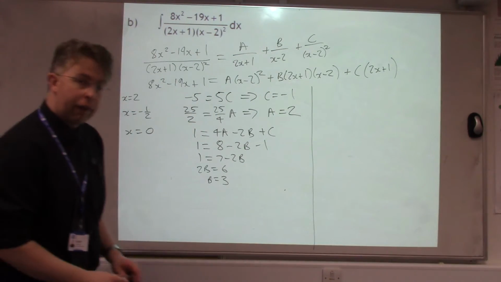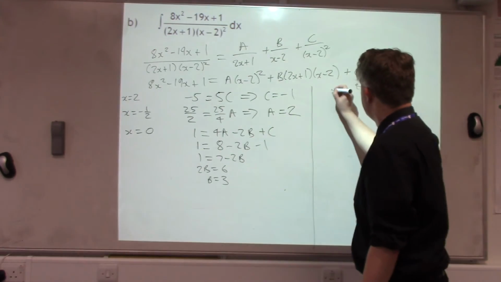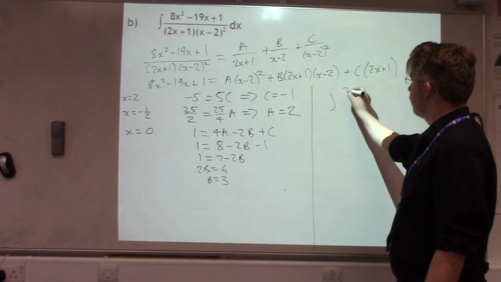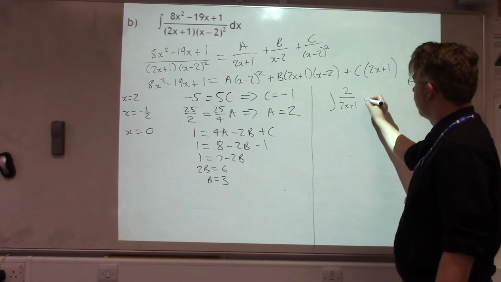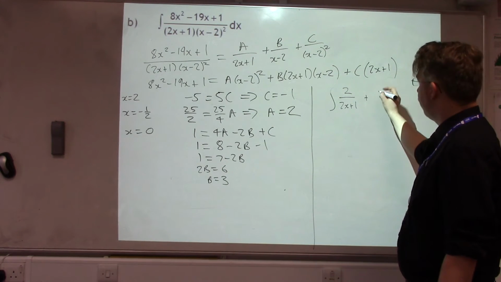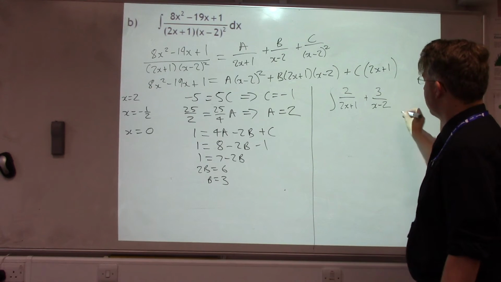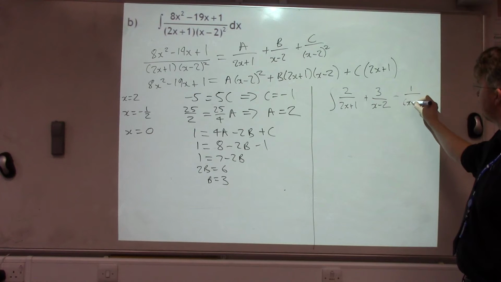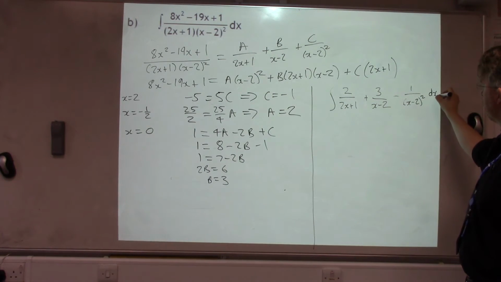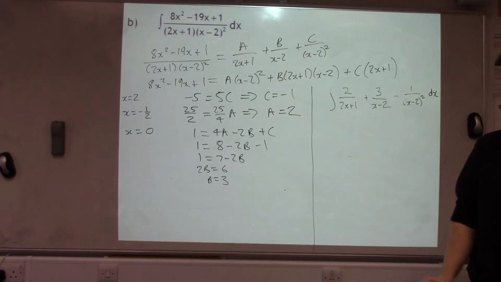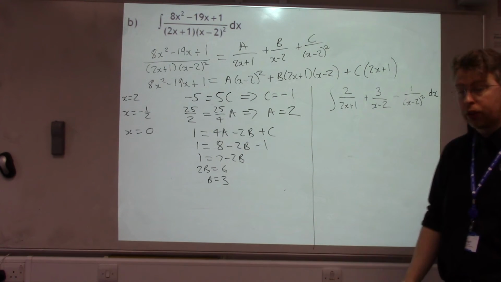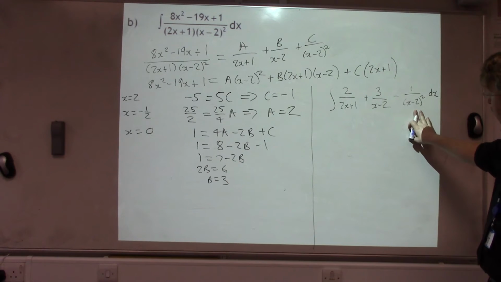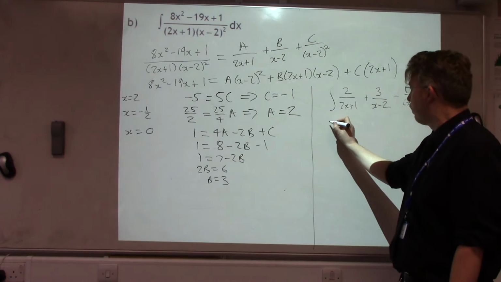Then we need to integrate our three terms. So we've got the integral of the new fraction, so 2 over 2x plus 1 plus 3 over x minus 2 minus 1 over x minus 2 all squared. Now, the first two are where you differentiate the bottom and look at the top sort of questions and integrate into ln. The third one isn't, so that's a bracket to a power, so we need a slight rearrangement for that one.